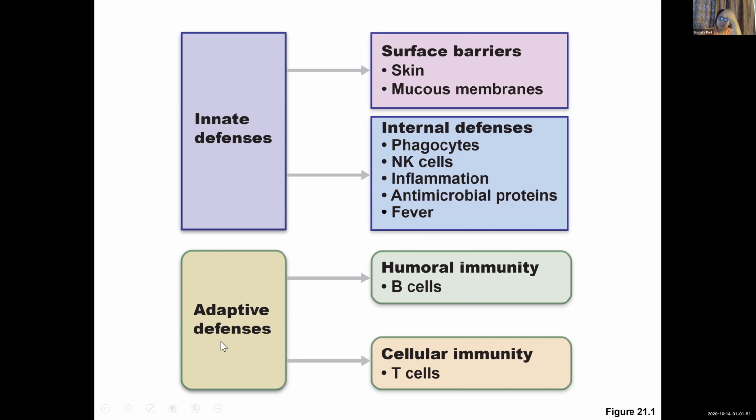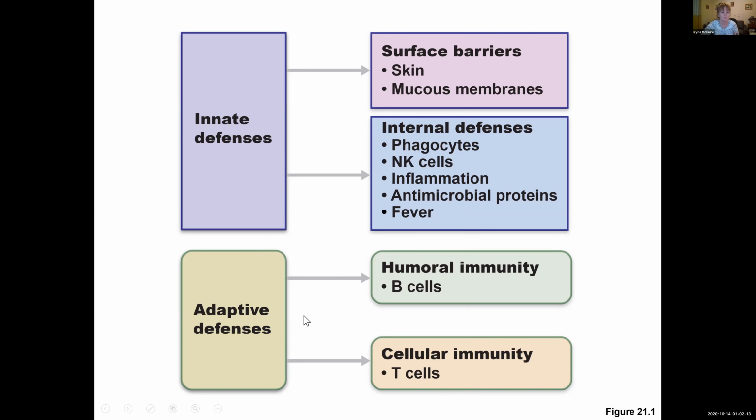So innate, adaptive, and this is the first line of defense, the second line of defense. And both humoral and cellular immunity make up the third line of defense. You can see again here skin, mucous membrane, and then the second line: phagocytes, natural killer cells, inflammation, fever, antimicrobial proteins.